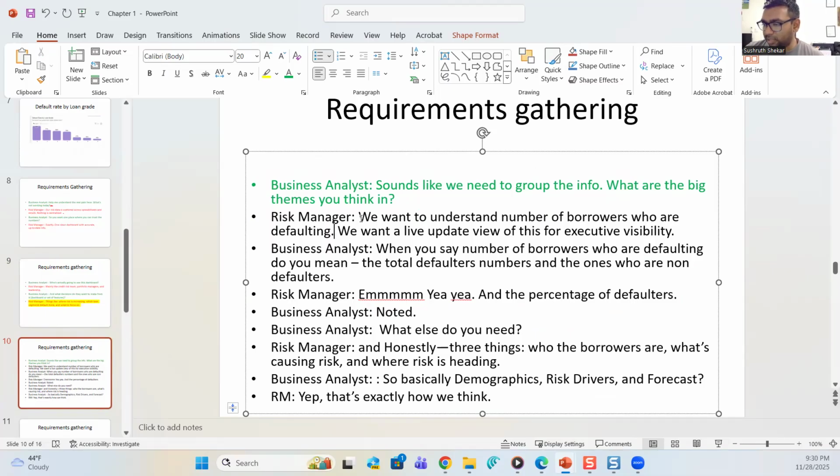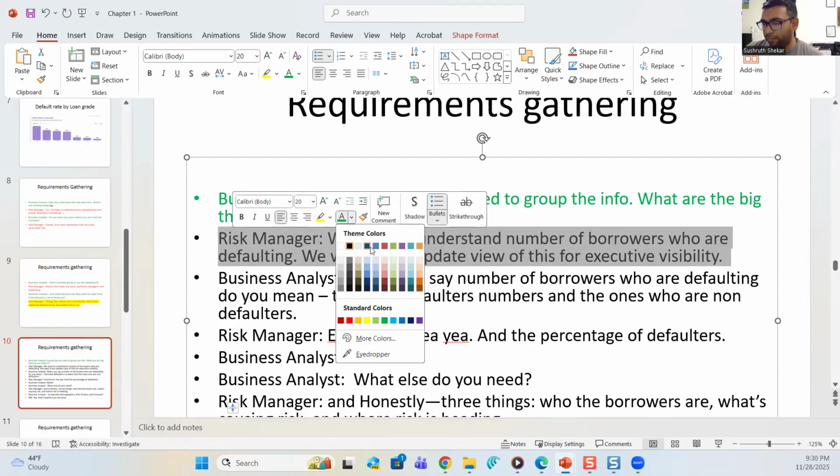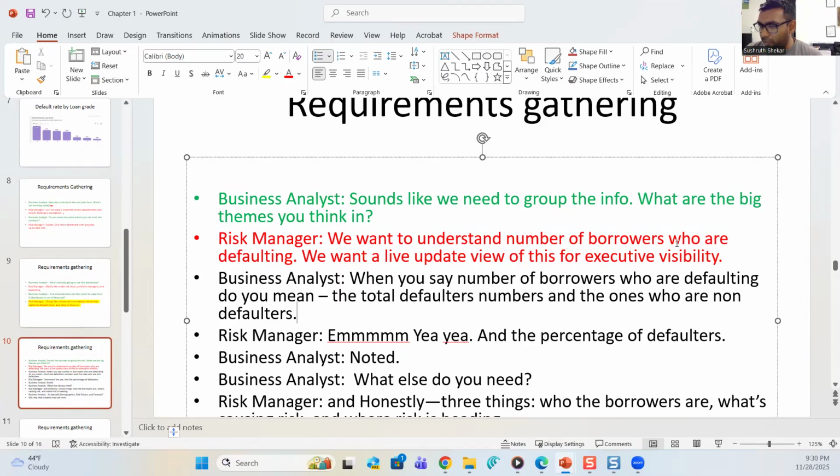And then the risk manager says, we want to understand the number of borrowers who are defaulting. We want a live update view of this for executive visibility. So very first point, now we are starting to get those granular details, right? So it has to be real time, is what he's saying.